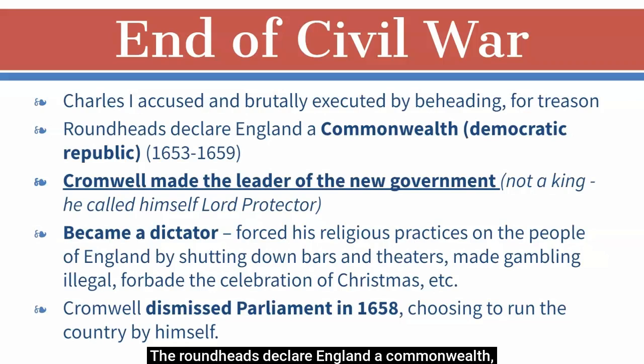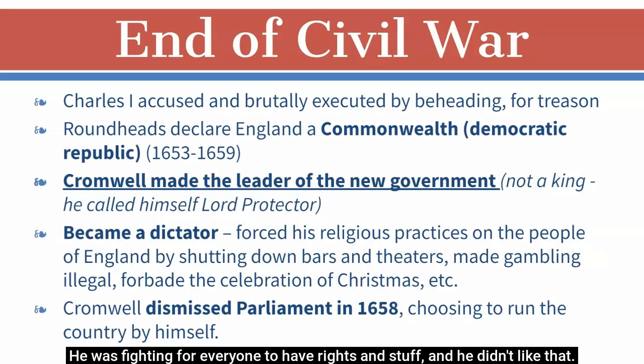The Roundheads declare England a Commonwealth, which is a democratic republic, and it stays that way from 1653 to 1659. Cromwell was made the leader of the new government. He's not a king, but he does call himself Lord Protector. But he becomes a dictator. Womp womp. What a hypocrite.